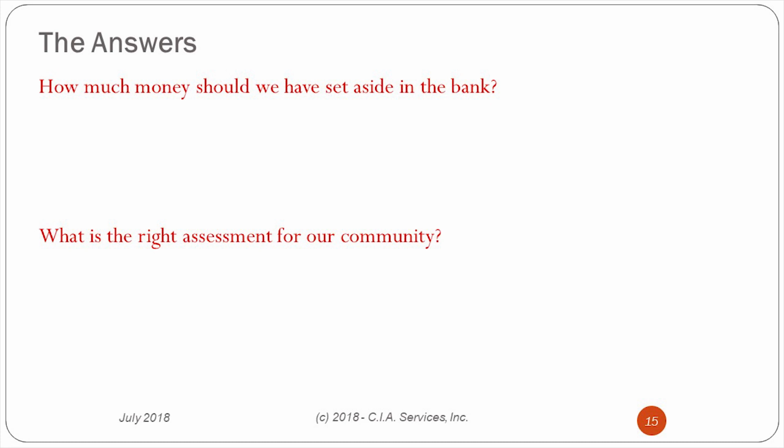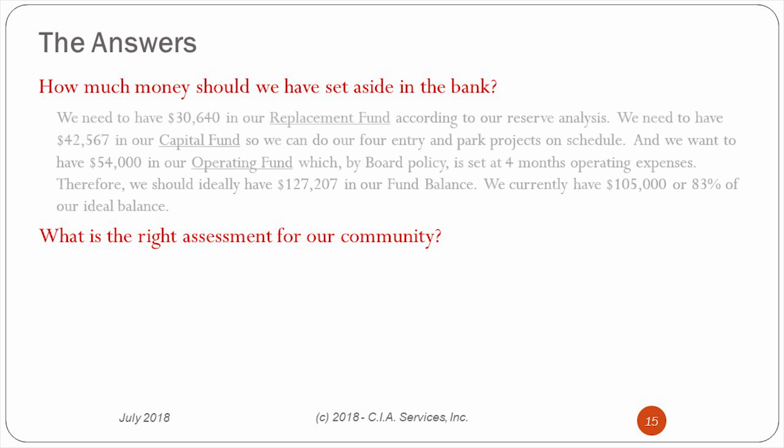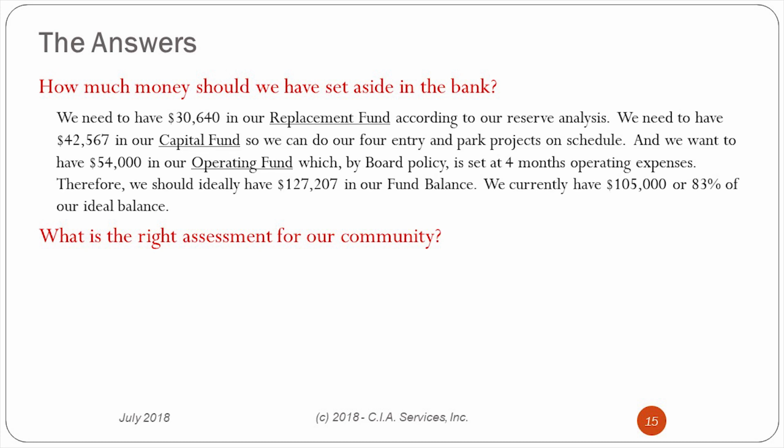So on the first one, how much money should we have set aside in the bank? Well, we need $30,640 in our replacement fund, according to our reserve analysis, and we need to have $42,567 in our capital fund so we can do our 4 entry and park projects on schedule. And also we want to have $54,000 in our operating fund, which by board policy is set at 4 months operating expenses. Therefore, we should ideally have $127,000 in our fund balance. We currently have $105,000, so we're at 83% of our ideal target level.